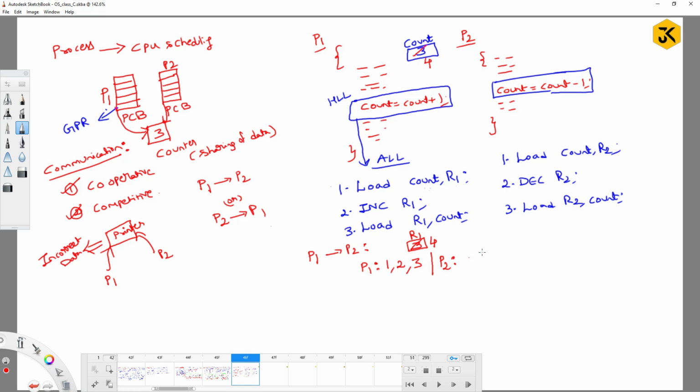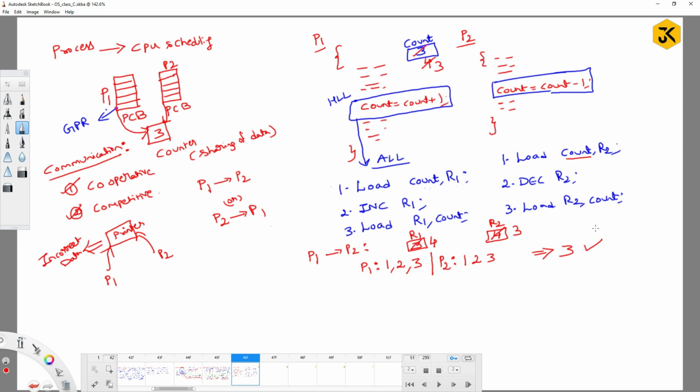Now P2 also done first statement. When it is done first statement, now R2 contains what value? 4, because it is trying to take it from the count variable 4. Now next statement, decrement it by 1, that is 3. Next statement, R2 will be updated into the count, right? So finally, if you try to print the value of count variable, you are going to get the value 3. Is this the correct value?